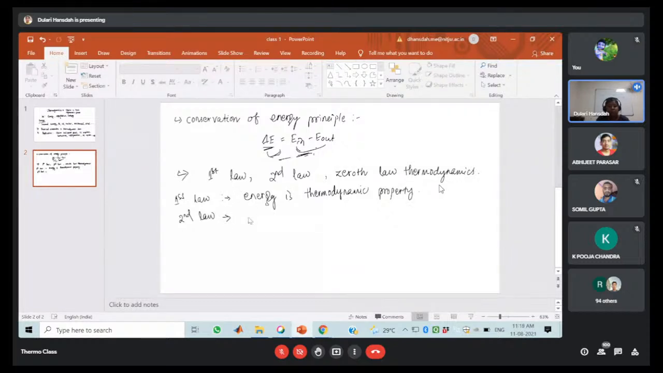Second law. It will define the quantity as well as the quality of the energy. Okay, so it will define the quantity and quality of energy. Also, it defines the direction of actual process.